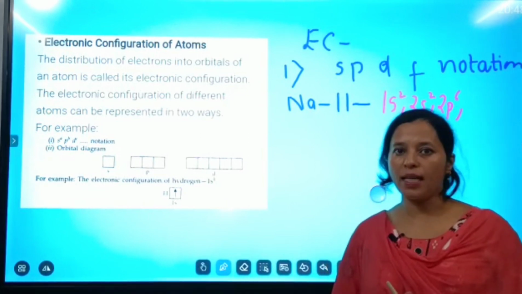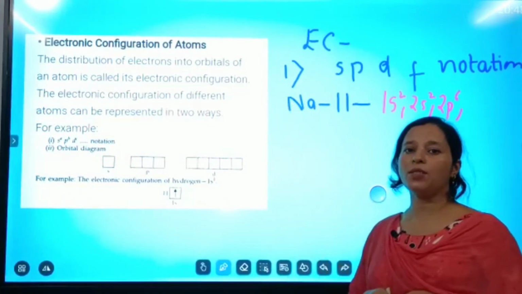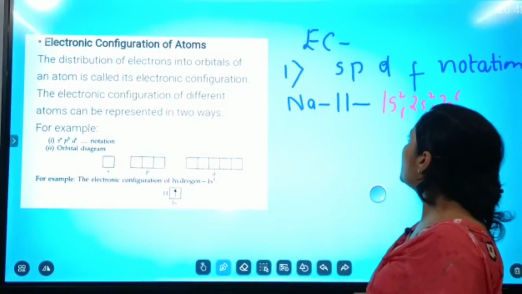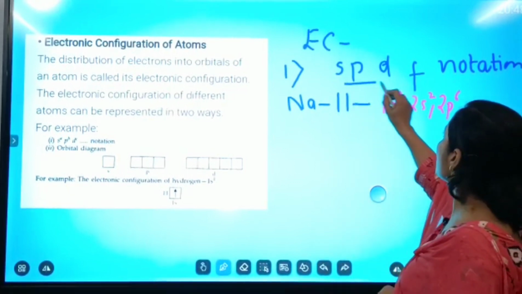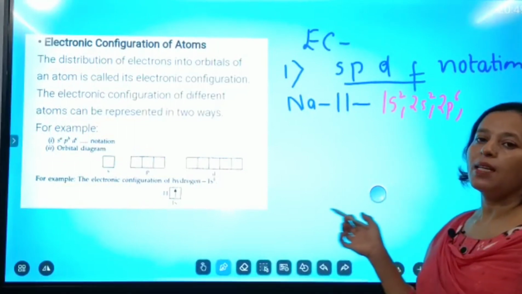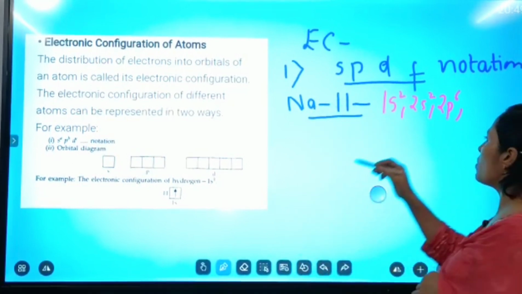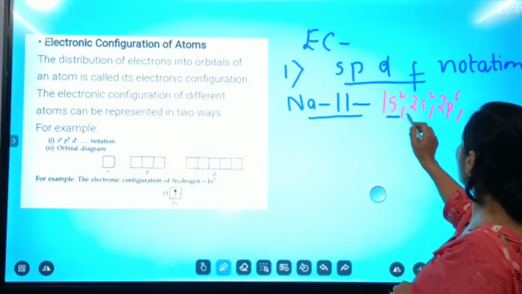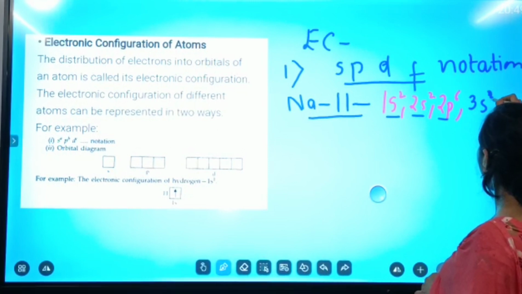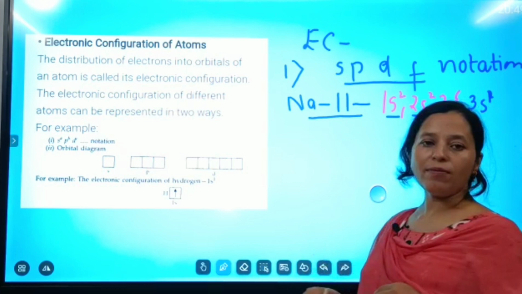In order to understand Hund's rule of maximum multiplicity, first we should understand the electronic configuration of atoms. There are 2 ways to write it. The first way is in the form of spdf notation. If we take the case of sodium, the atomic number is 11. So we will be writing the configuration 1s2, 2s2, 2p6, 3s1. So this is how we fill according to spdf notation.